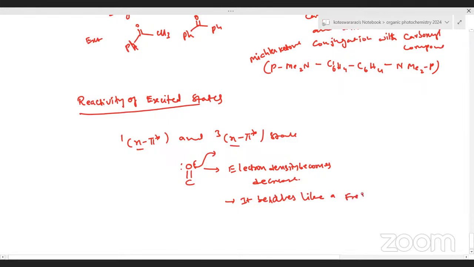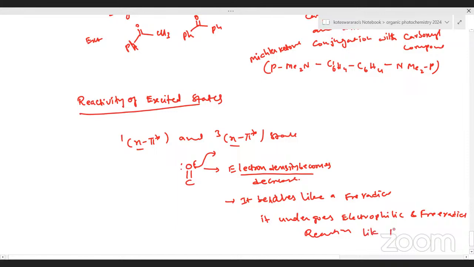a free radical, and its nature is electron deficient. Therefore, it undergoes electrophilic reactions and free radical reactions, like hydrogen abstraction reaction.